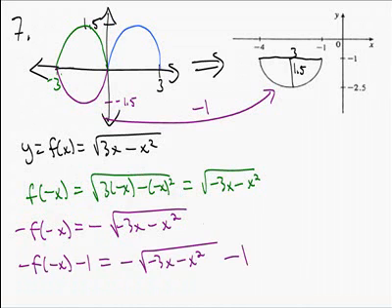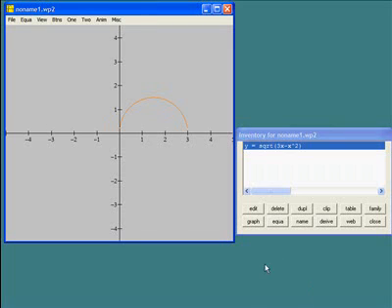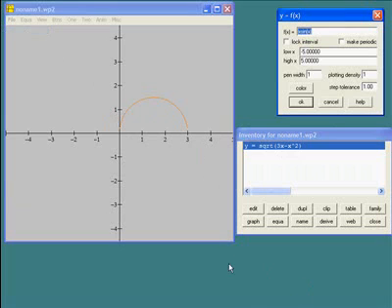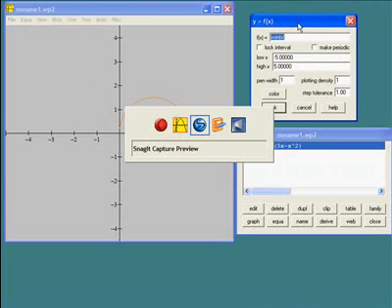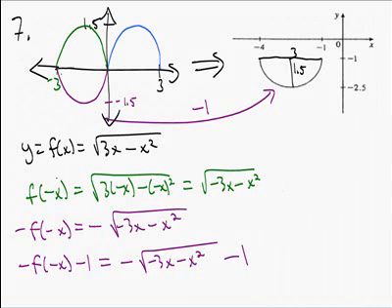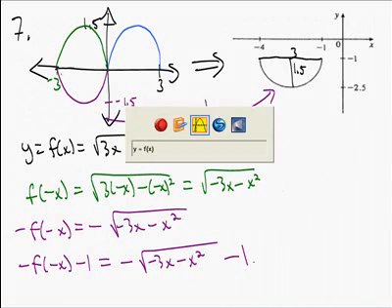Let's see if we can verify that. So let's start by looking at the original function, y equals the square root of 3x minus x squared. And you can see the original graph that we had. It's the top half of a circle of radius 1.5. Now, what do we want to do here? We want to put in a new function and see if the new formula we had is correct. What was the new formula we had? Well, it was the negative of the square root of negative 3x minus x squared, and then that minus 1.